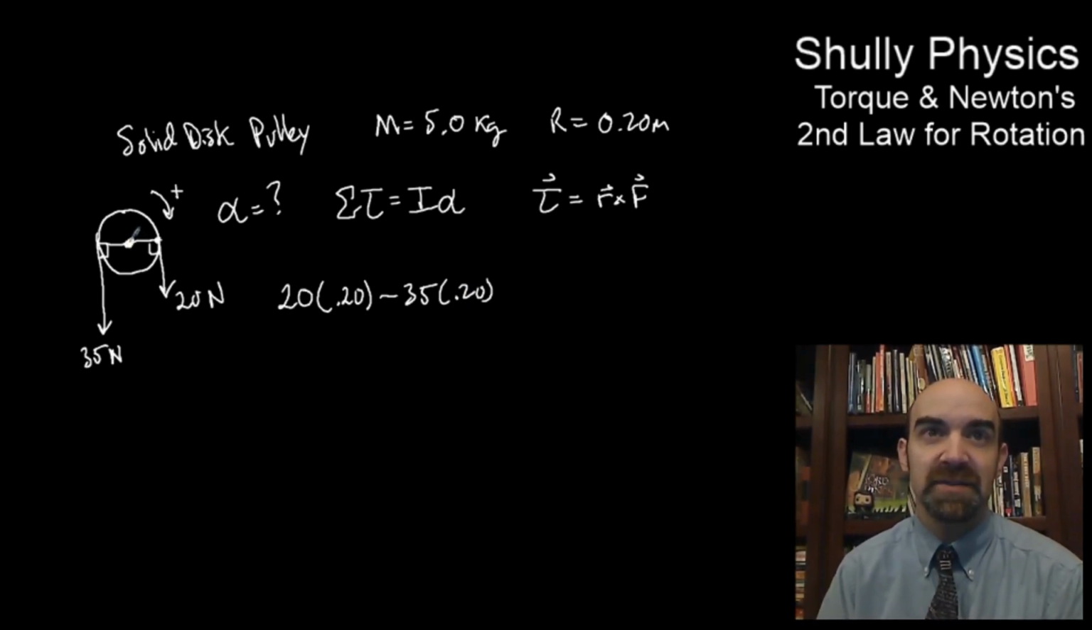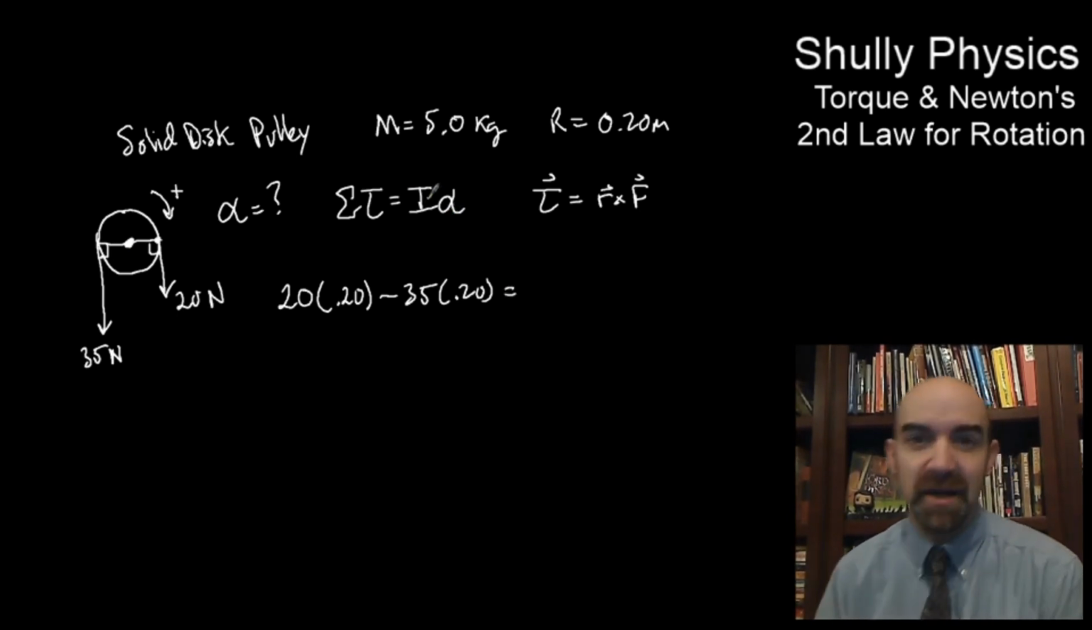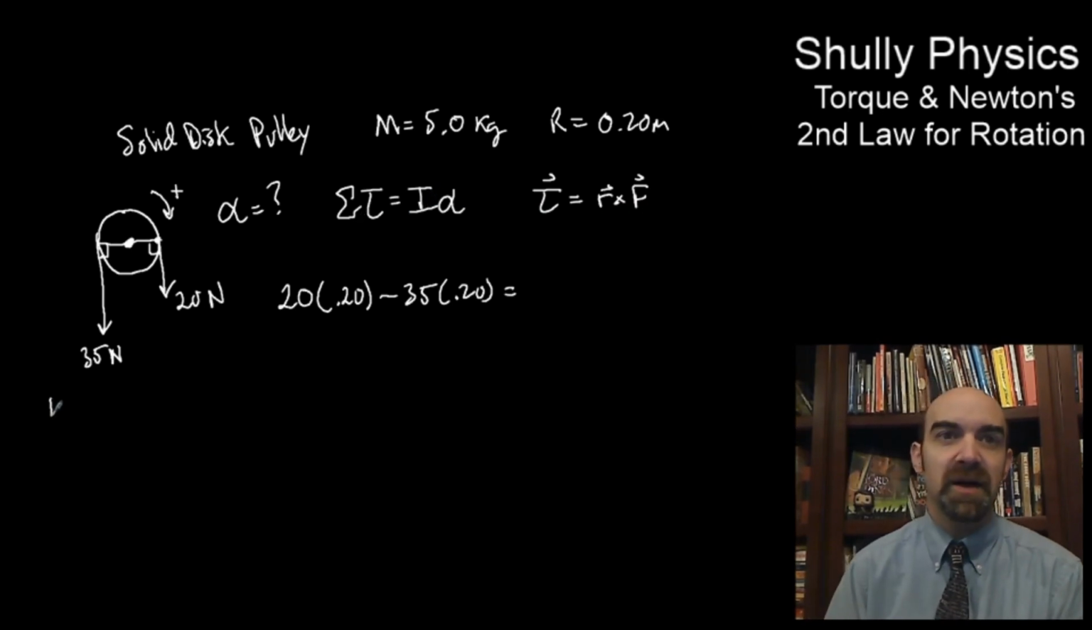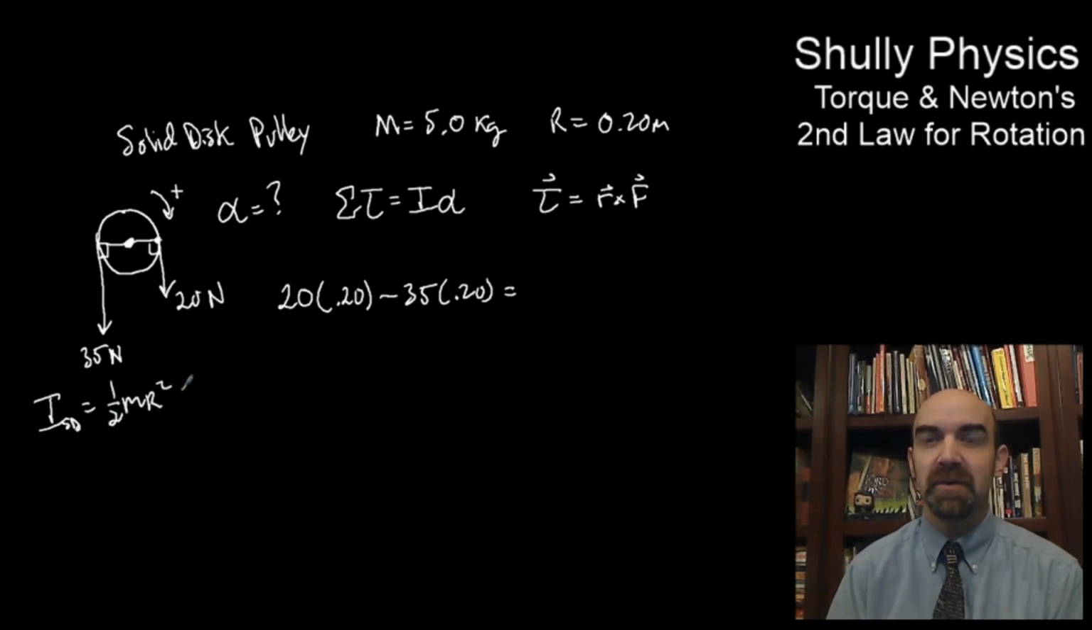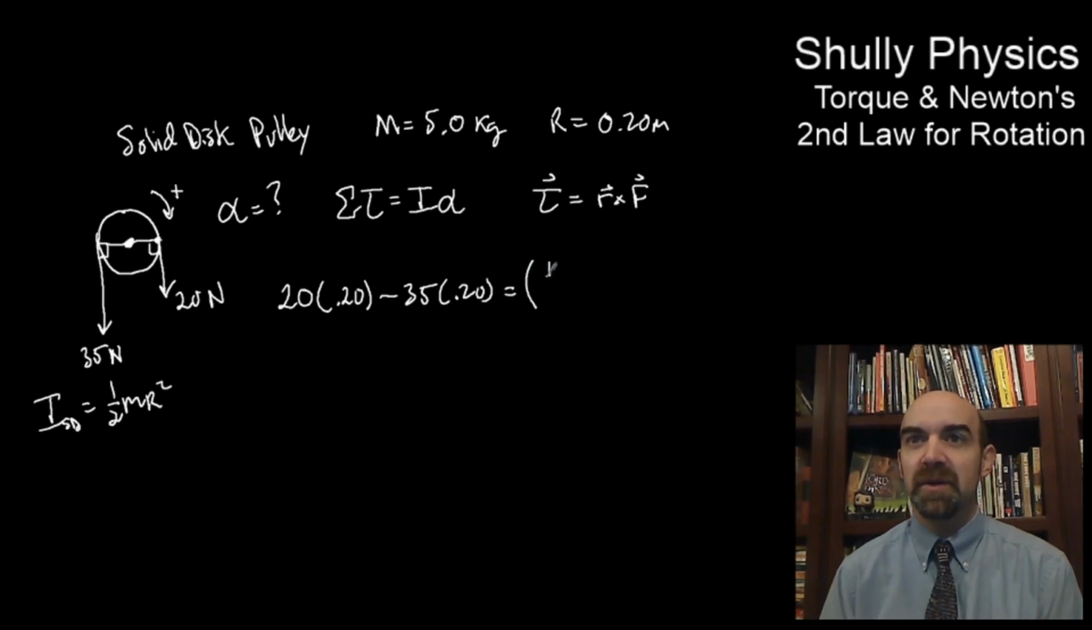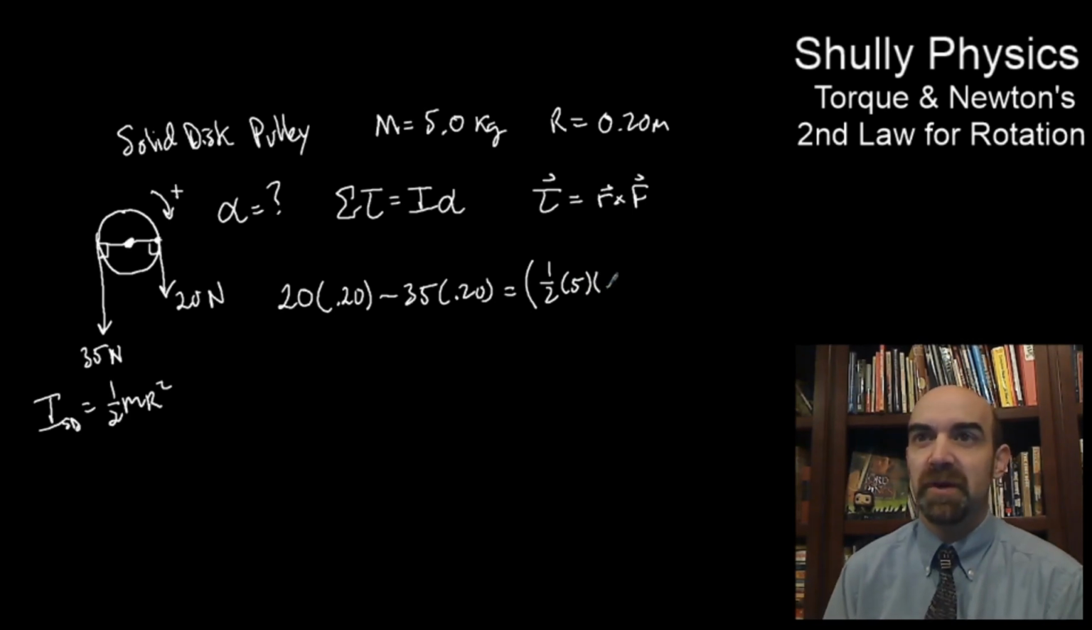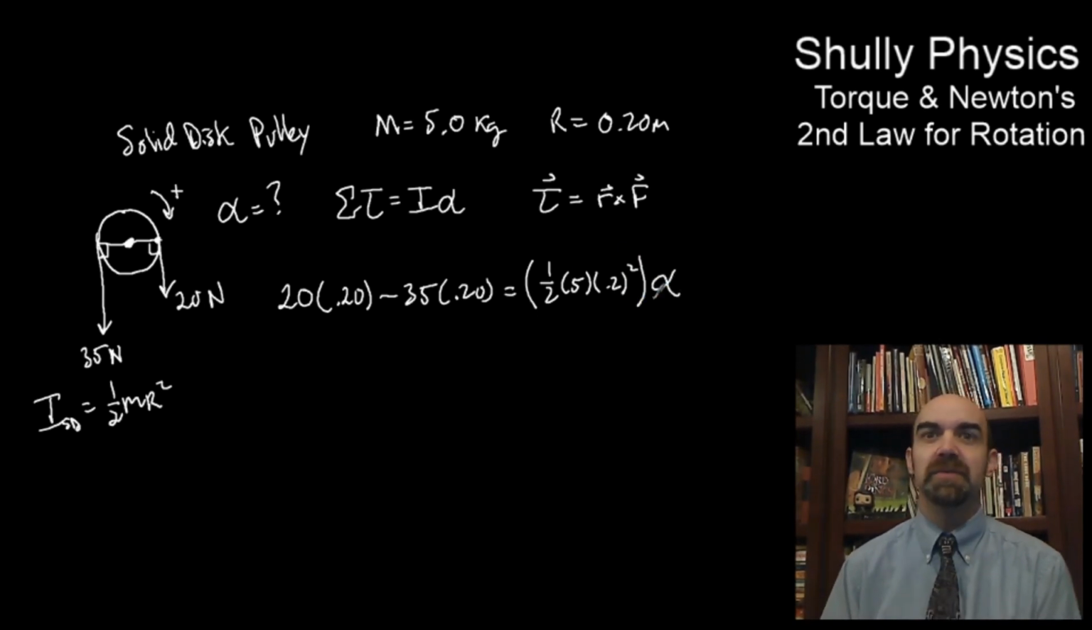This is the axis that's held still. That's going to equal I times alpha. What is the I in this case going to be? If we look up the I for a solid disk, it's 1/2 mr squared. Get that 1/2 term in there. So we're going to have 1/2 times the mass, 5.0 kilograms, times the radius squared, and we're looking for the unknown alpha.